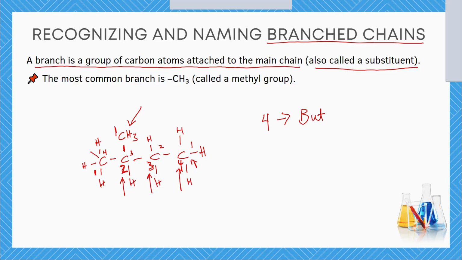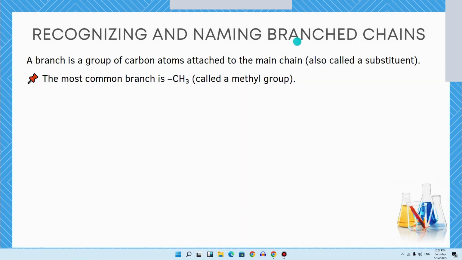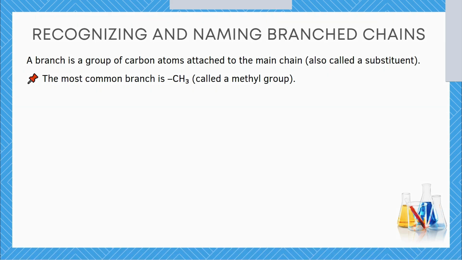If you notice, this guy over here was not counted, and because he was not part of the main chain that was counted, it becomes a substituent, and a substituent is also called a branch. So in cases where you have a branch, we want to know how you can identify and name them. The first and most common type of branch or substituent is called a CH3. This is called a methyl group.